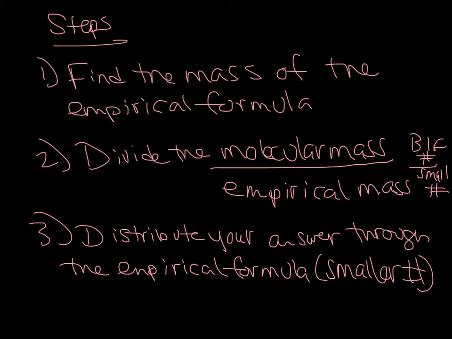So as far as your notes go, I would write down the steps that we just went through for determining what the molecular formula was. What we did first was finding the mass of the empirical formula, then dividing the bigger number over the smaller number as far as the masses go. So take the molecular mass, what was given in the problem, and divide that by the empirical formula mass, the one you found out. And then with the answer we got, you distribute it across.